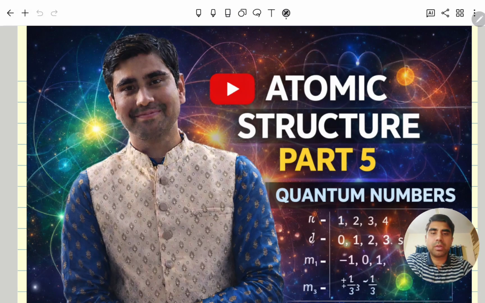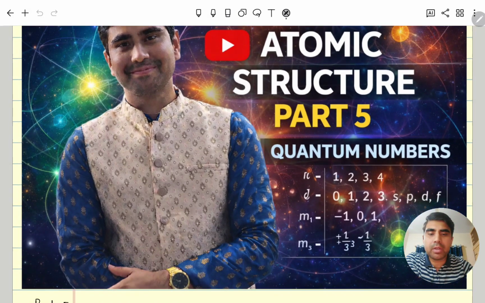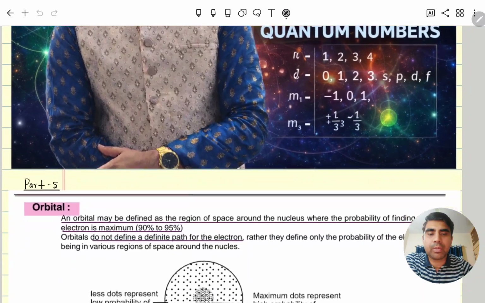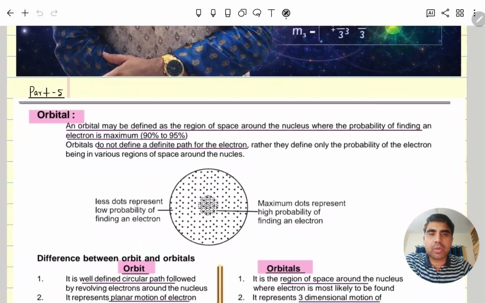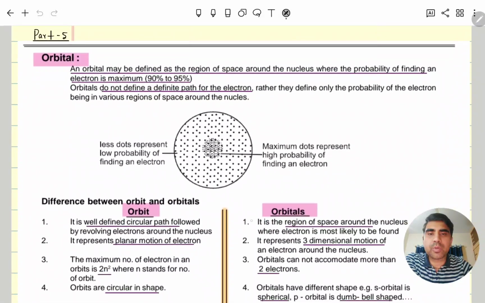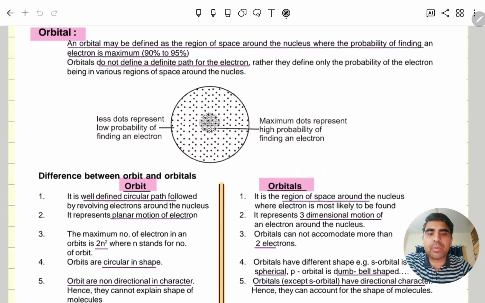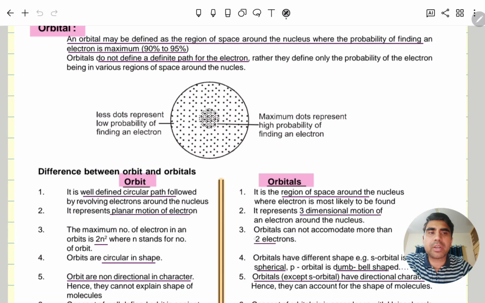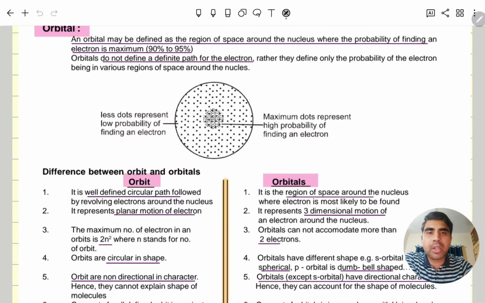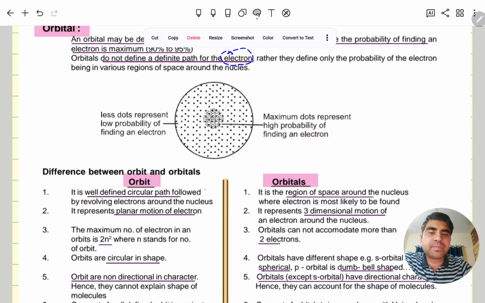First we will discuss orbit and orbitals. What is the difference between orbit and orbital? So orbital, we know, is the most probable region where finding of an electron is maximum. Here you can see the probability of finding the electron is maximum, 90 to 95%. Orbital is not a definite path for the electron because the electron has wave nature.